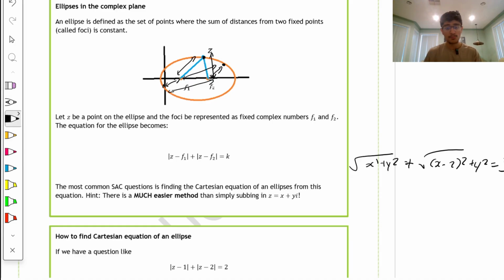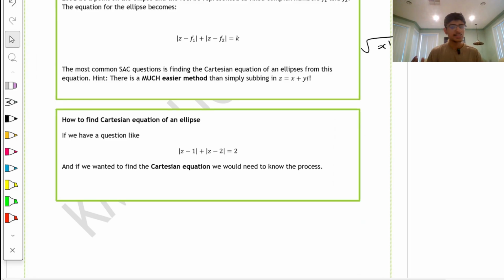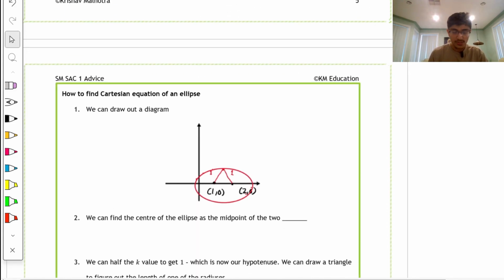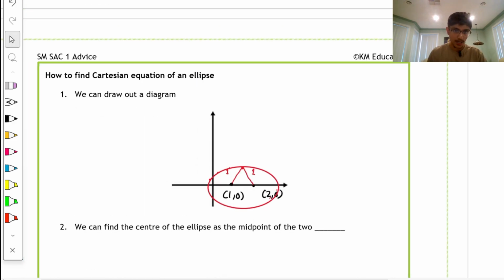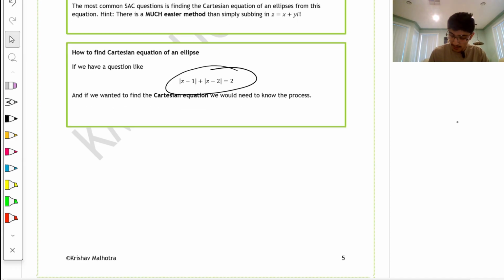I'm going to teach you a much simpler way of doing that, a simple 5-step process that's more visual instead of algebraic. So if we have an equation like this, let's just consider |z minus 1| plus |z minus 2| equals 2 as our equation, right? And we want to find the Cartesian equation of this ellipse. So we're going to do the 5-step process. First of all, I would strongly suggest drawing out a diagram. So I drew out my 2 foci. My first one was (1, 0), right? Because my focus here is just 1. And my second focus is 2.